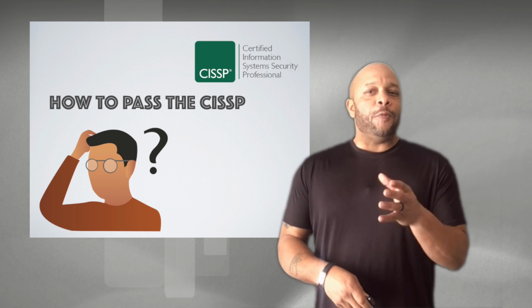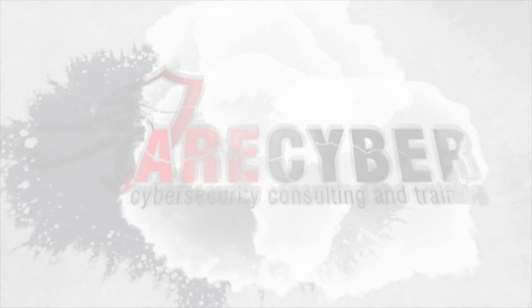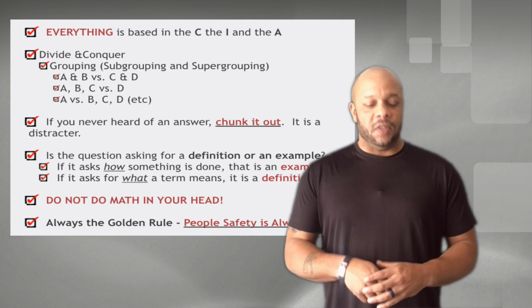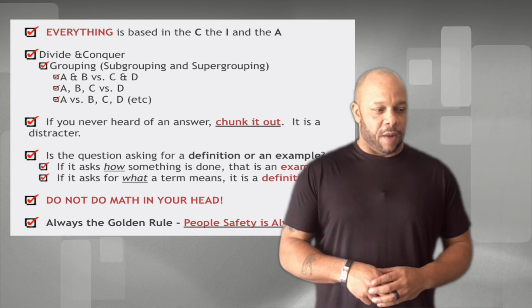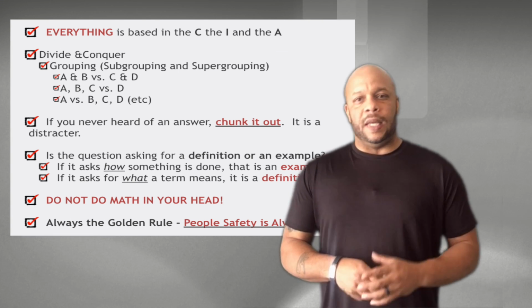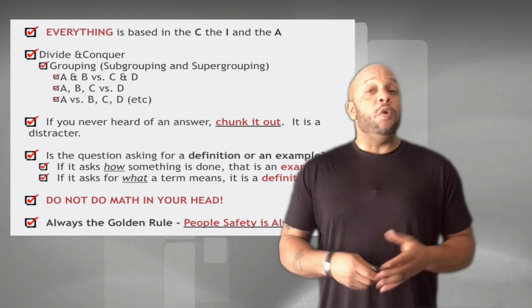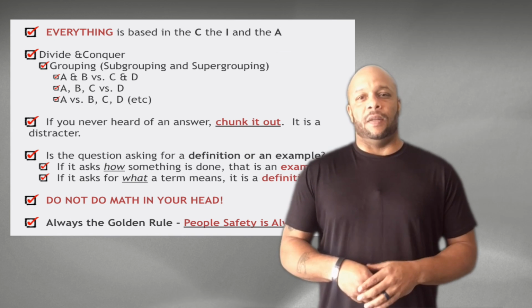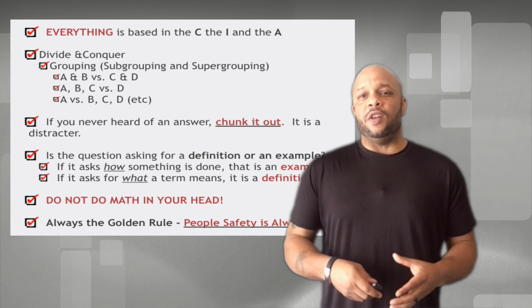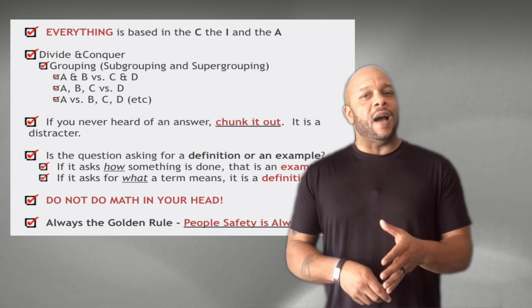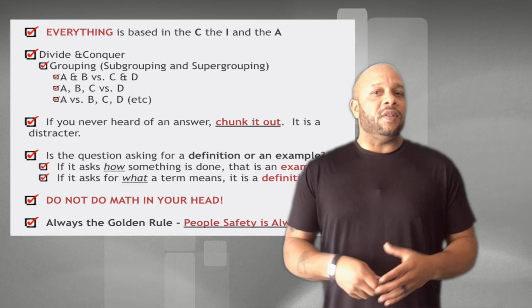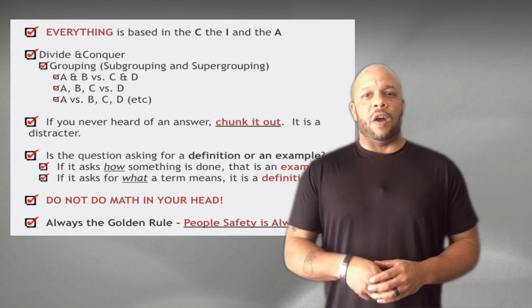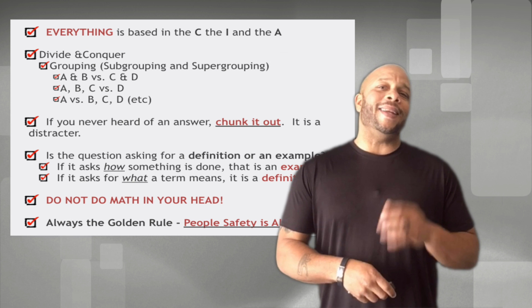Today's topic, how to pass the CISSP. When it comes to passing the CISSP, or really any standardized exam, all you have to do is know the rules of the game. Once you know the rules of the game, you can begin using them against it. It all starts with understanding everything is based on the C, the I, and the A. When you get stuck, that's the first question to ask yourself. Is this a C, an I, or an A question?